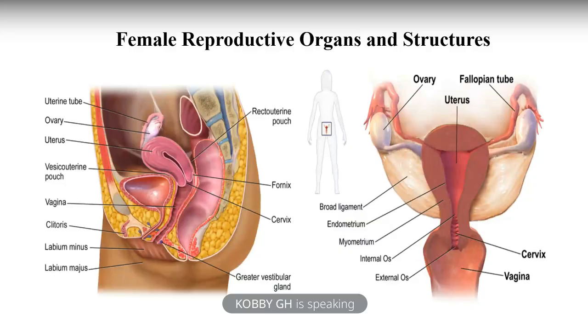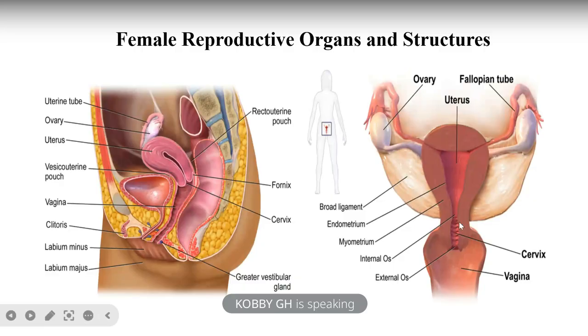Yes, please. The os, is it orifice or what? Oh, yes. Os simply means orifice or opening. In anatomy, when we say os, it simply means orifice or an opening. So internal os is the opening between the cervix and the uterus. External os is the opening between the cervix and the vagina. Is that okay? So know the internal os and the external os.